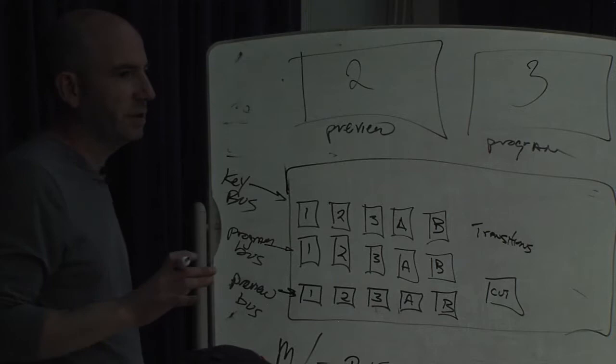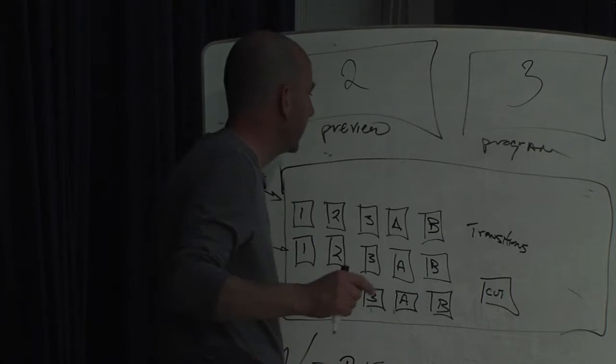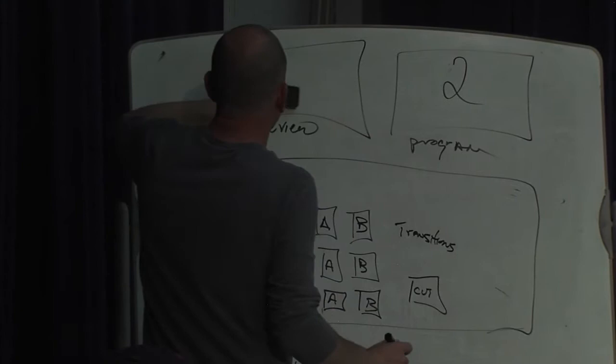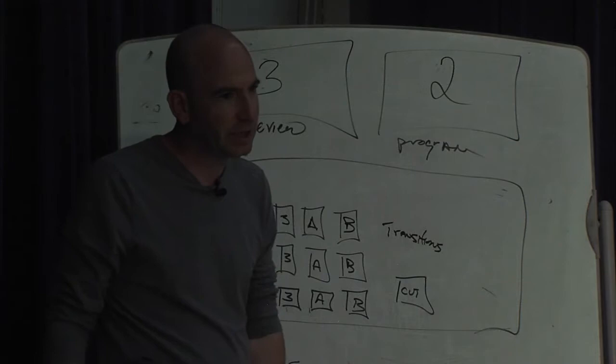All right. So if I hit the cut switch right now, what will happen? Camera 2 will instantly pop into program. So I'm going to hit the cut switch. You ready? Click. 2 pops into program. 3 flops back to preview. This is called flip-flop switching. Flip-flop switching. Whatever was in program simply falls back or flops back into preview.